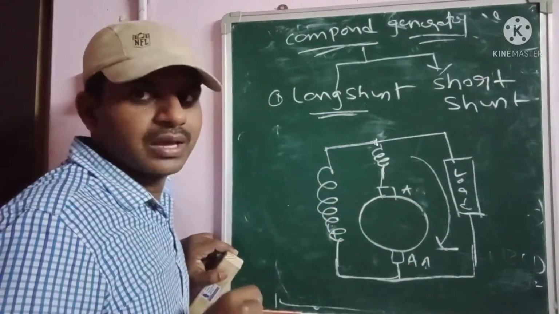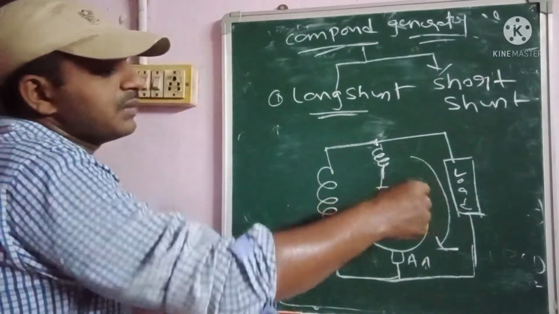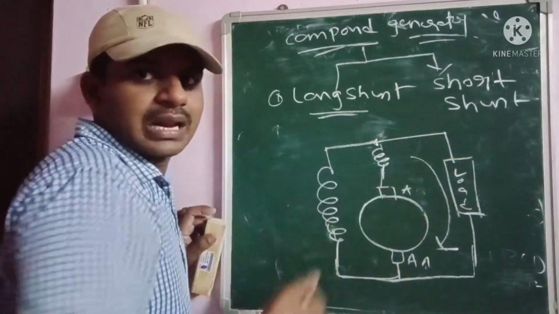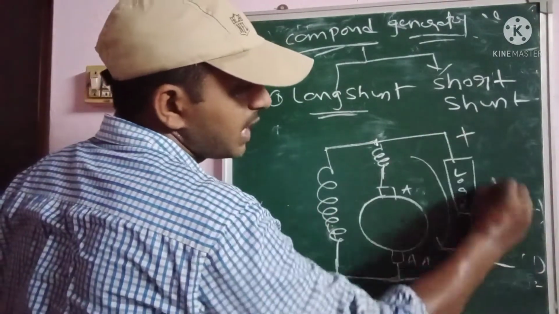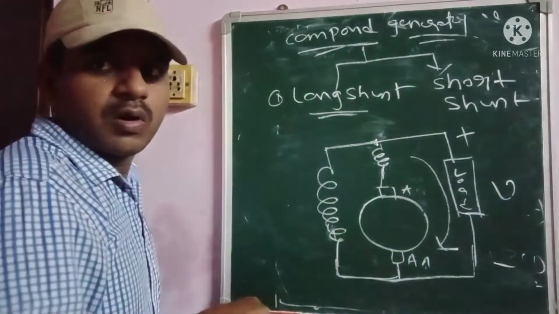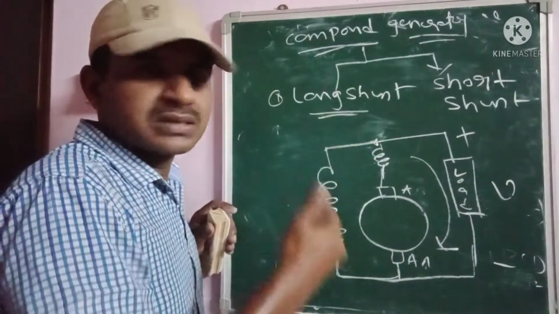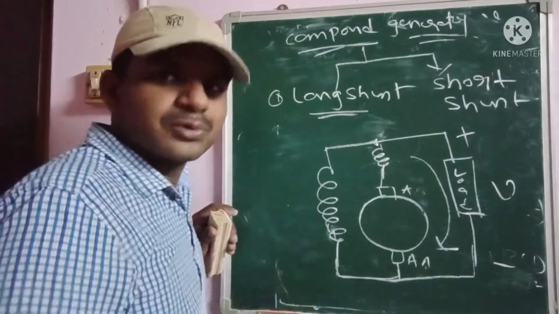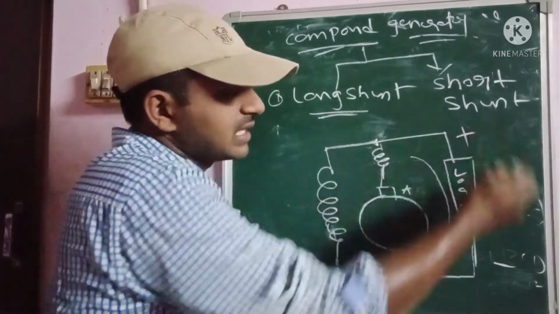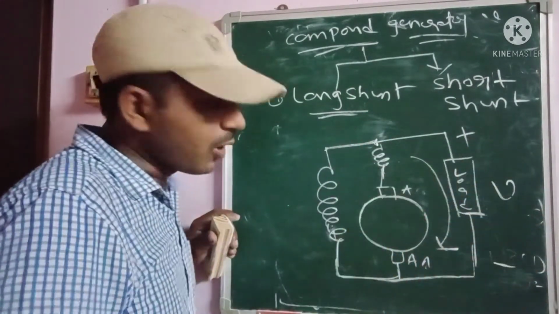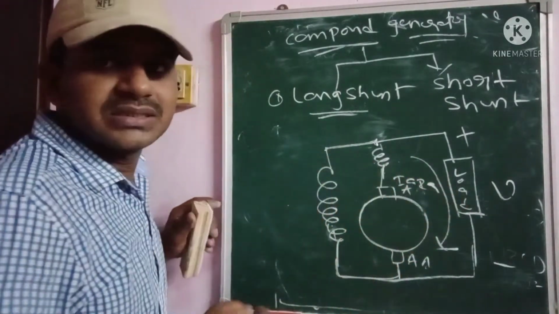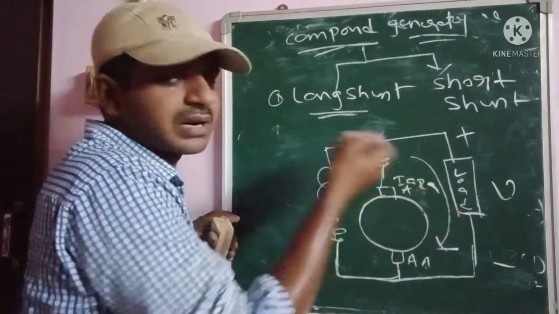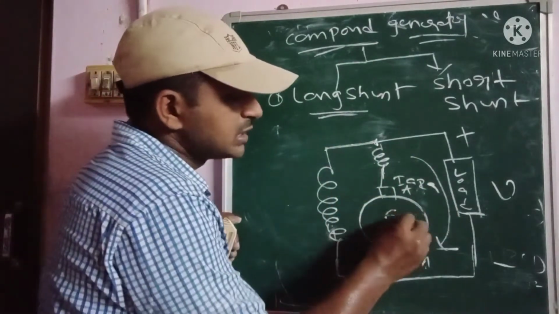So now we have to calculate the total EMF equation. Here we have to indicate the plus and minus signs at the terminals, as in previous sections. This is the terminal voltage, given as V. This is the IA into RA drop, because the armature contains current as well as some resistance, and this also contains EG.